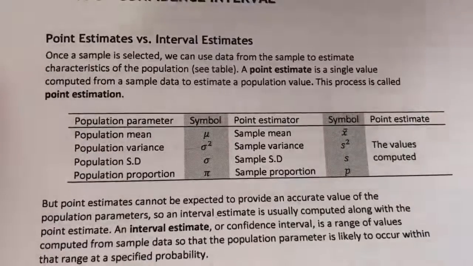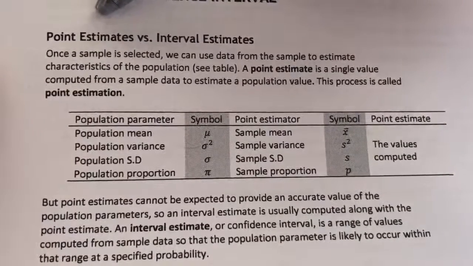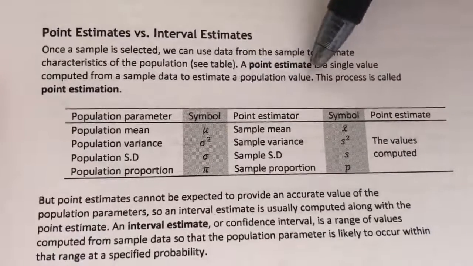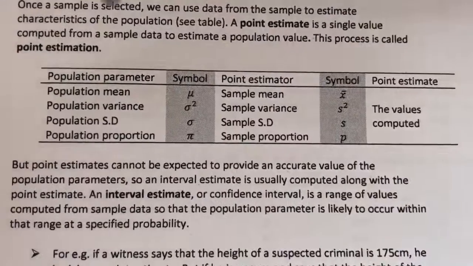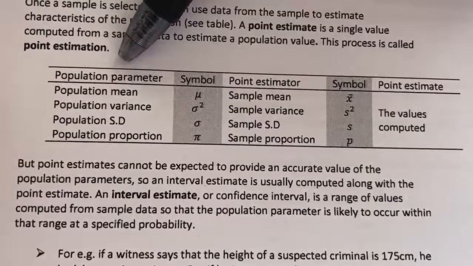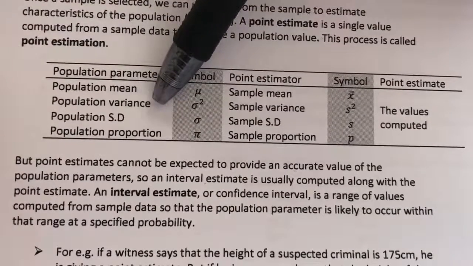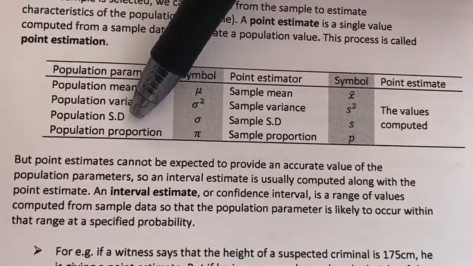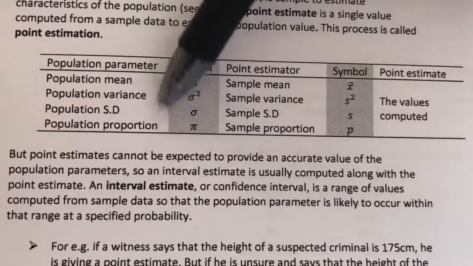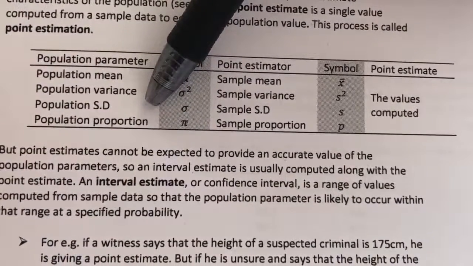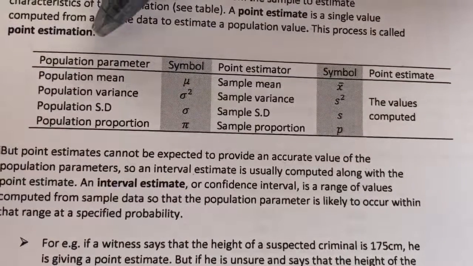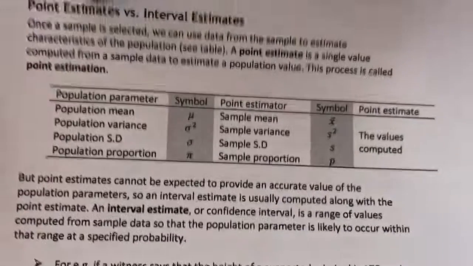Okay, so basically a point estimate is the value computed or calculated from our sample data in order to estimate the population value. Let's take a look at this table. Focus your attention on the first column. From our population, we'll be able to get our population mean, our population variance, population standard deviation, as well as population proportion. These are the symbols used in order to denote these items. Okay, but as I mentioned to you before, sometimes it's just not possible to get information from the entire population. That is why we collect samples.